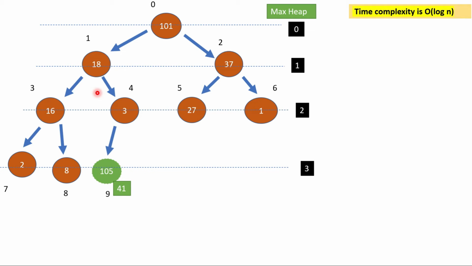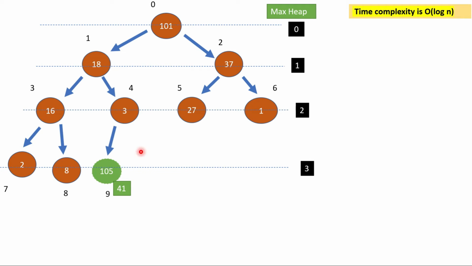Now think about the best case and worst case situation. The best case will be if the number is less than 3. If it is 1 instead of 105 or 41, if the number is 1, which is less than 3, then after inserting we don't have to reposition because 1 is less than 3. That means this is the best case. So we don't have to move it anywhere.